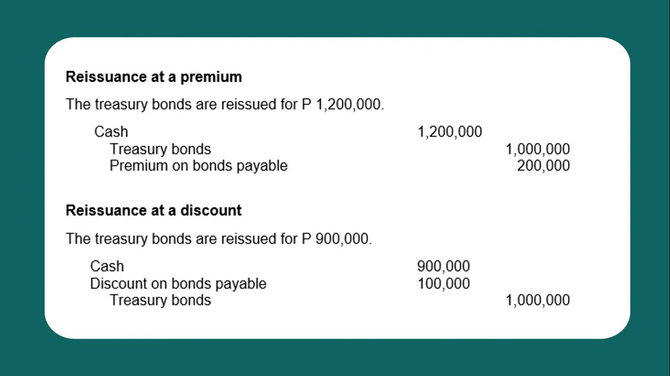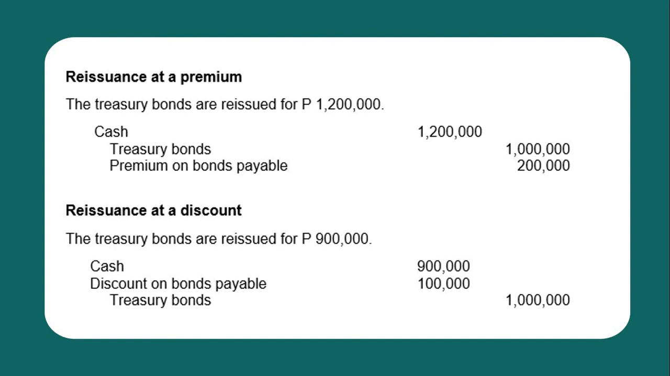Okay. Now subsequently, di ba ang treasury bonds, though it was reacquired but not canceled, pwede siya ma-reissue in the future. So pwede siya i-reissue at a premium or at a discount. Of course, ang determination nato sa premium or discount will be the same: if the face amount is higher than the reissuance, then there is discount. On the other hand, if the reissuance is higher than the face amount, then there is premium. So, say for example, if the treasury bonds are reissued for 1.2 million, then you have premium on bonds payable nga 200,000. So, entry, debit cash, 1.2 million, credit, treasury bonds, 1 million, and credit premium on bonds payable at 200,000.